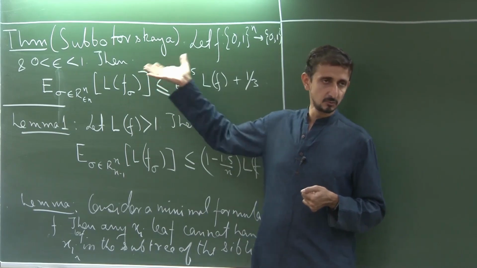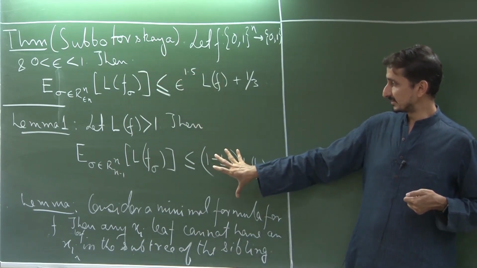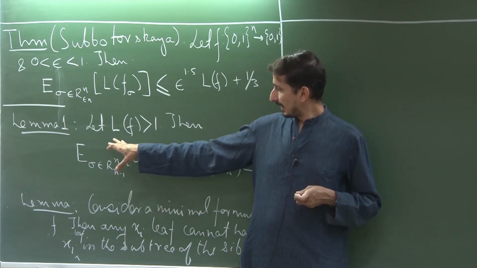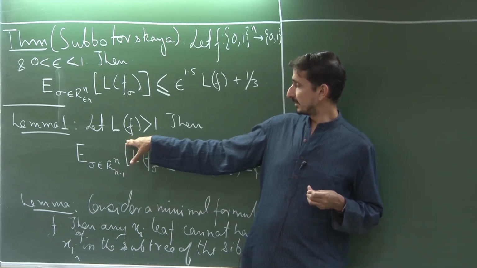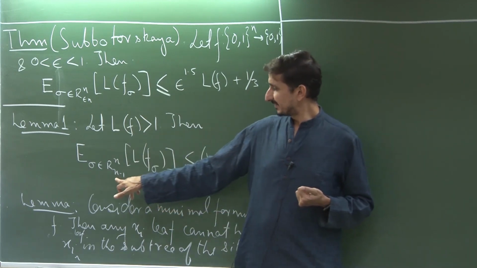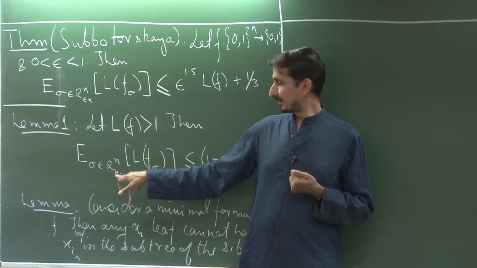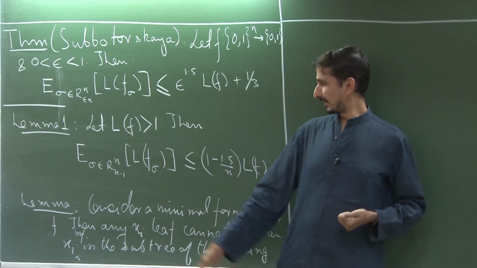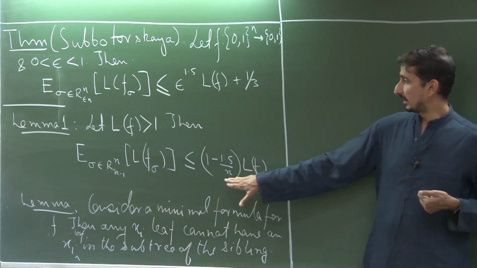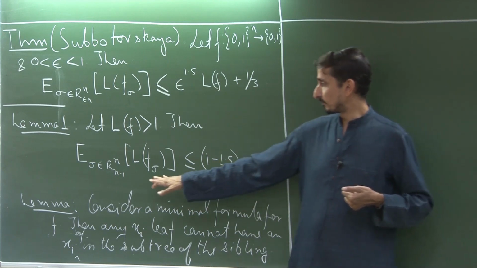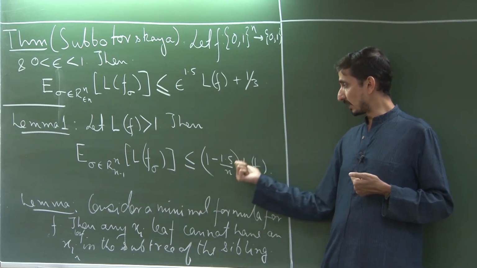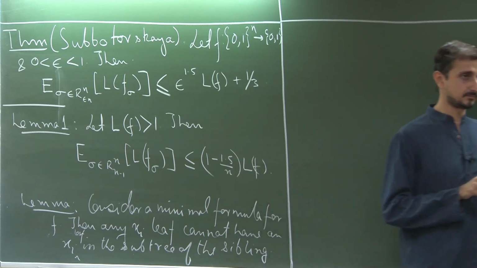a restricted version of Subbotovskaya's theorem. So look at this lemma, which we stated last time. Here we are saying that if I have a function with formula complexity greater than 1, and I restrict just one variable to some value, with the remaining n minus 1 variables free, then the expected formula complexity is at most (1 minus 1.5 by n) times L(f).